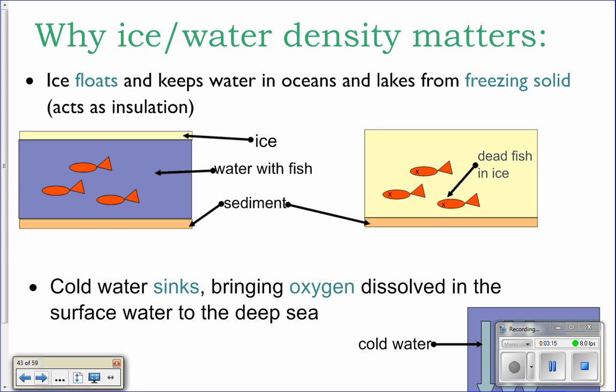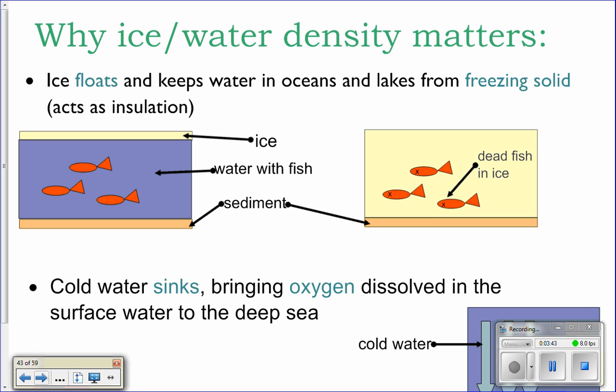If ice was more dense than liquid water, ice would sink. Anything that's more dense than something else will sink. So think of a piece of lead in a glass of water. That lead is more dense and it sinks. If anything is less dense than something else, it will float. So think of oil and water. Oil is less dense than water, so it floats on the top.